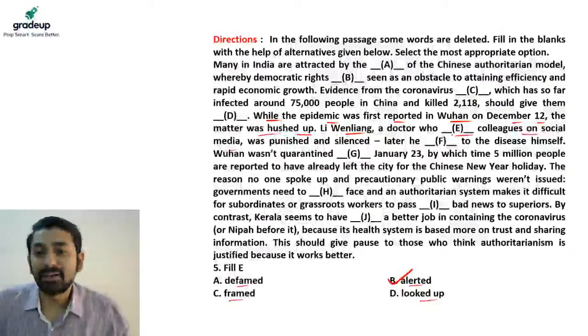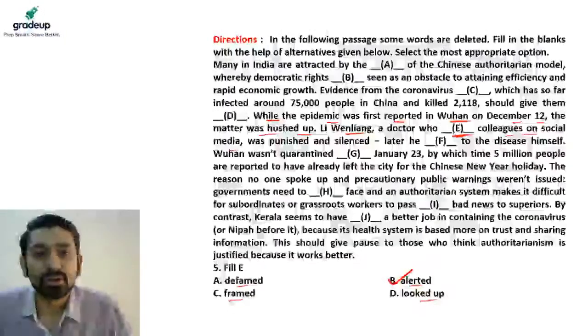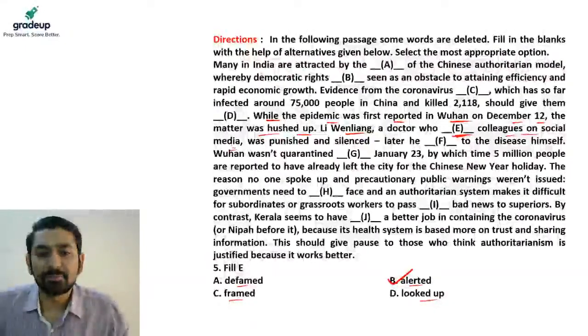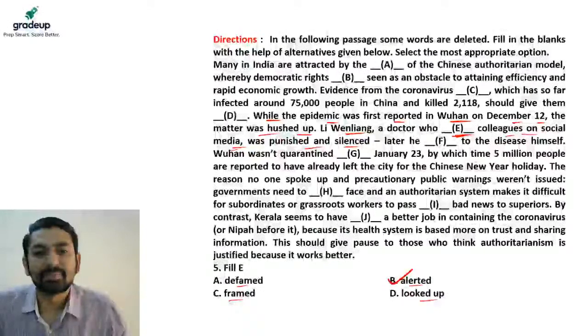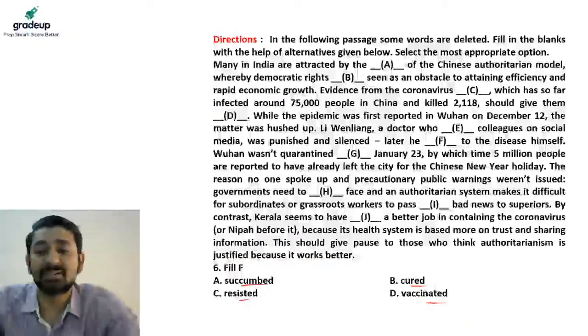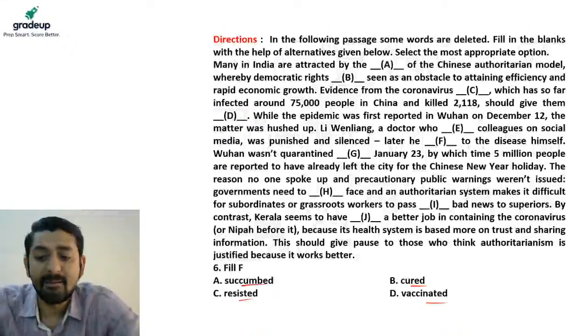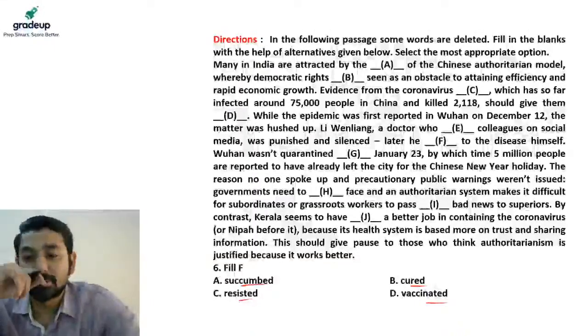In blank number E, you should put Li Wenliang, a doctor who alerted colleagues. Alerted colleagues about what? The coronavirus pandemic. Colleagues on social media was punished and silenced. He was punished and silenced because he alerted colleagues on social media. Later, he dash to the disease himself. Later, he succumbed to the disease, cured to the disease, resisted to the disease, or vaccinated to the disease. Which option do you think should appear in this one?